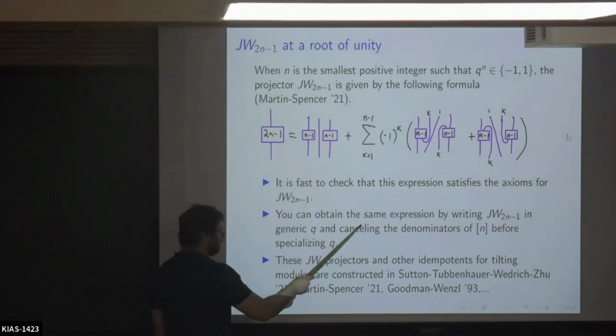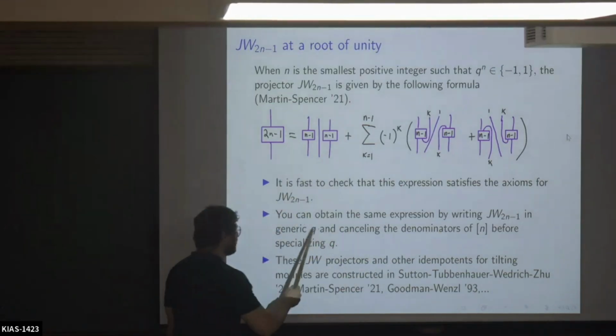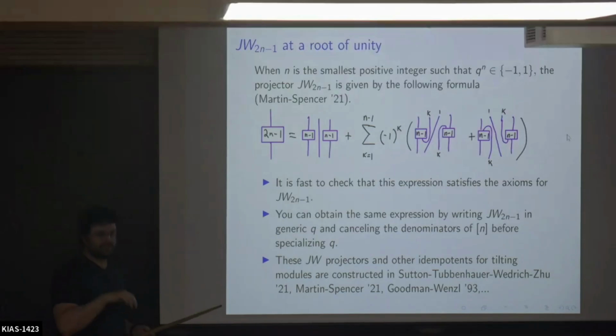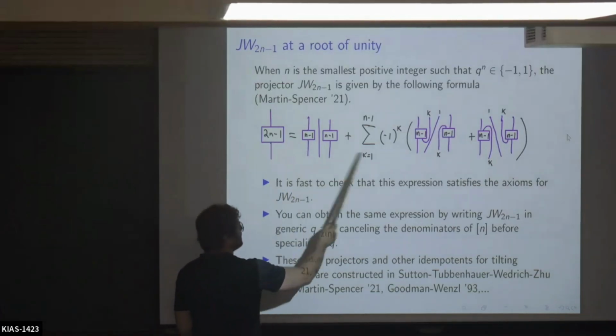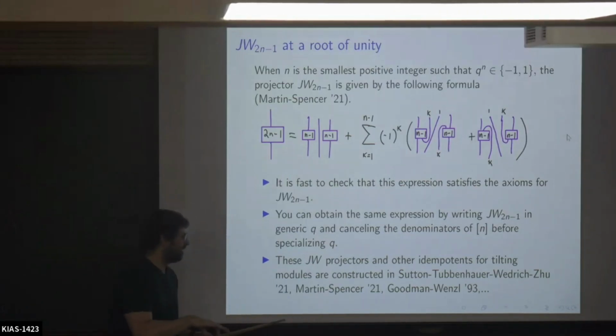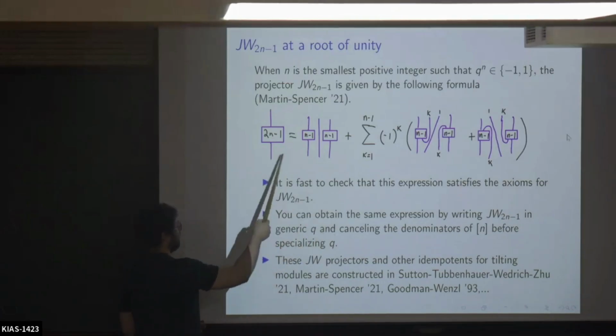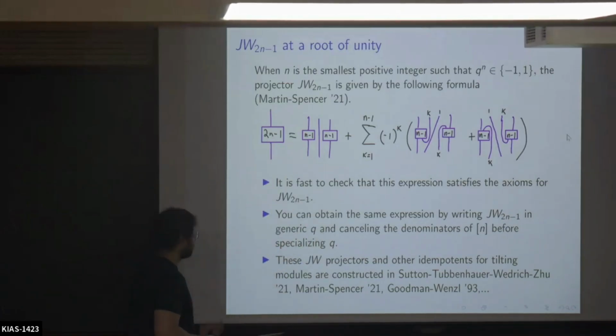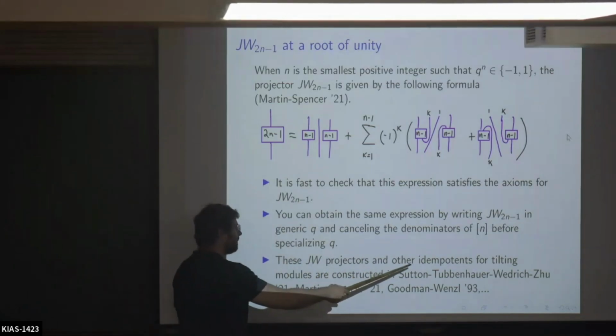That if you had written out the expression with generic Q, the coefficients of the Temperley-Lieb diagrams that show up in the Jones-Wenzl projector are ratios of quantum binomials, and the fact that this thing exists is expressing that all the bad quantum binomials disappear. They get canceled out, the things that would have been 0. Yeah, so these Jones-Wenzl projectors, the ones that exist on more strands than n minus 1, and other idempotents.